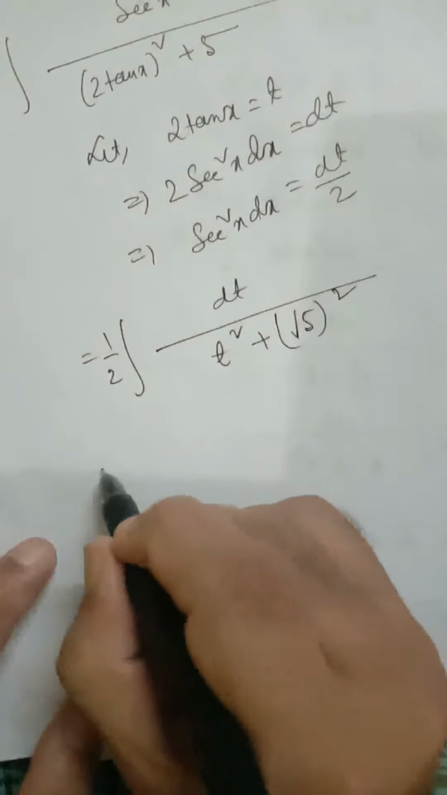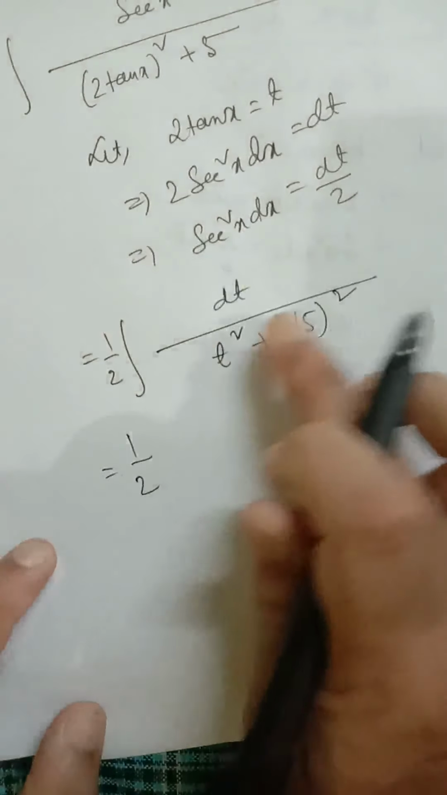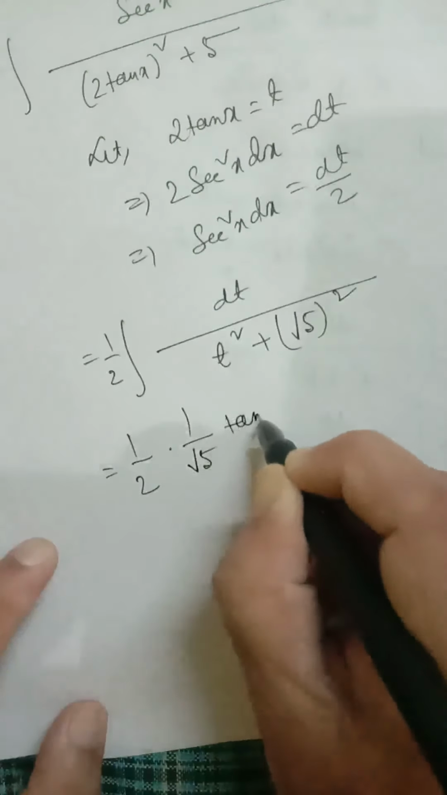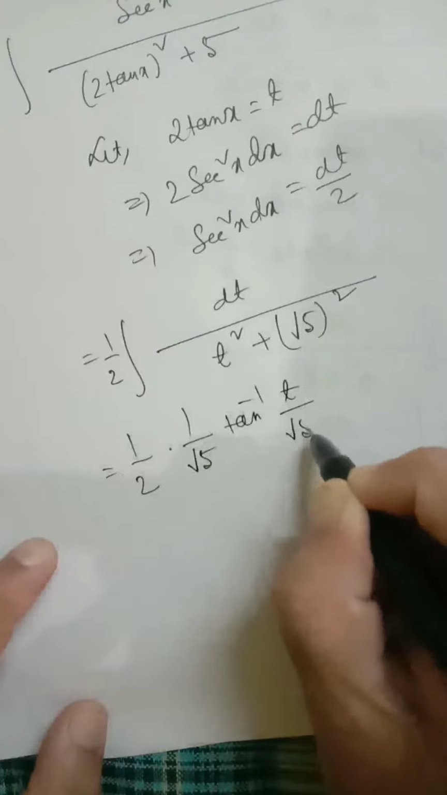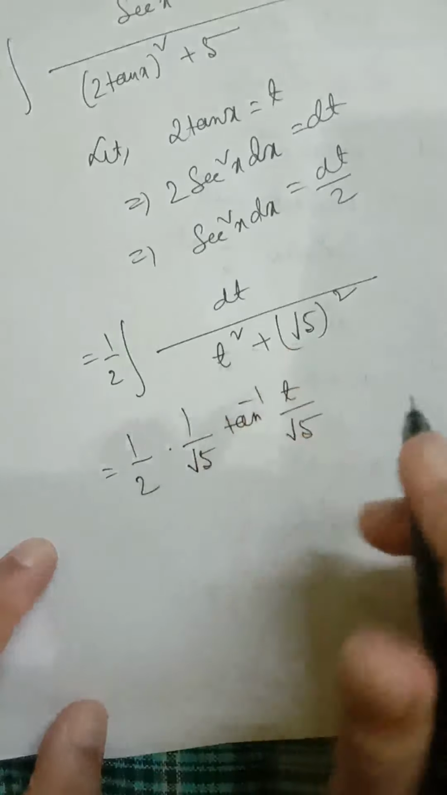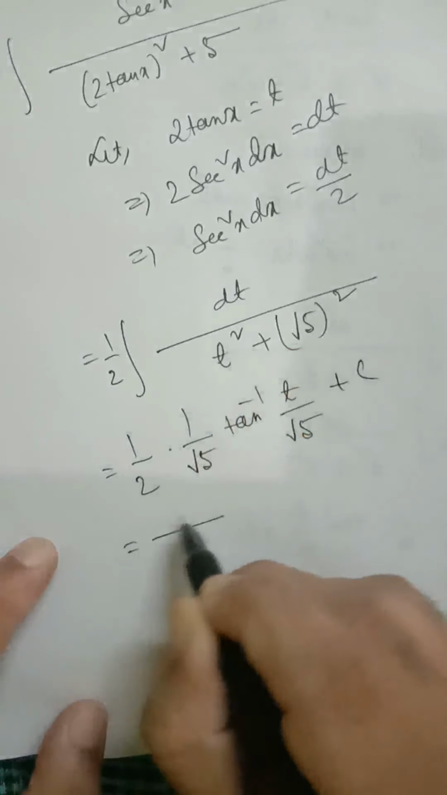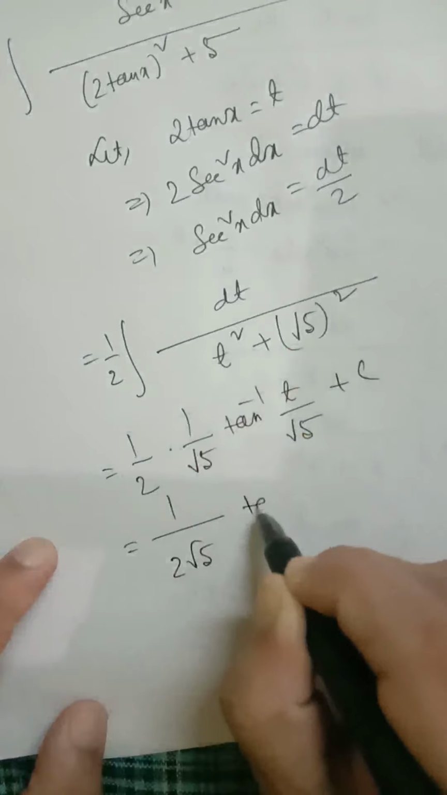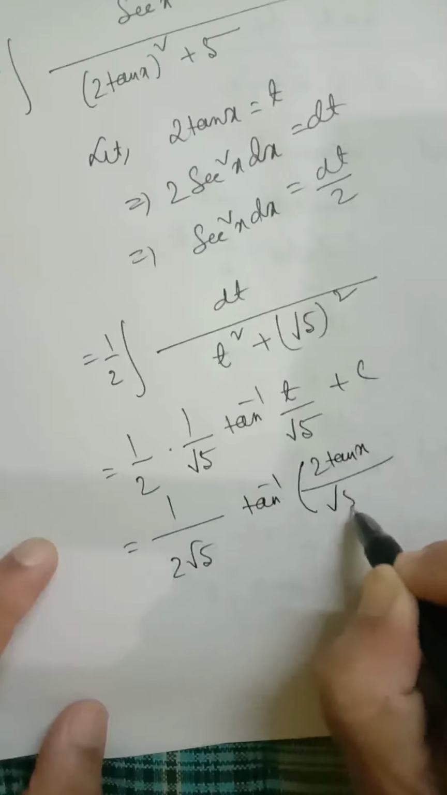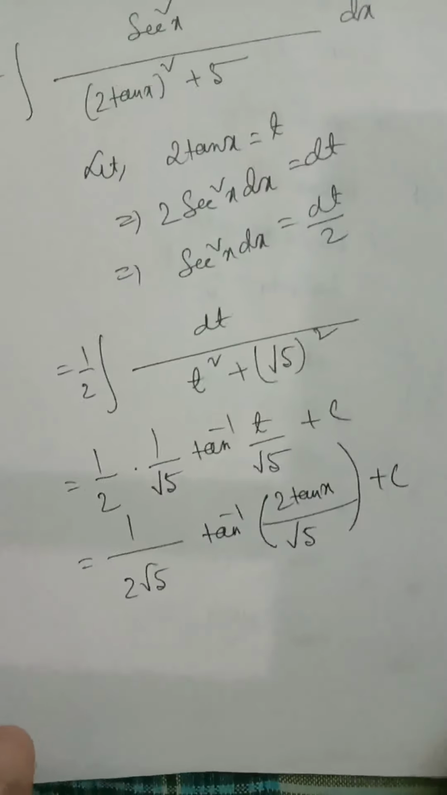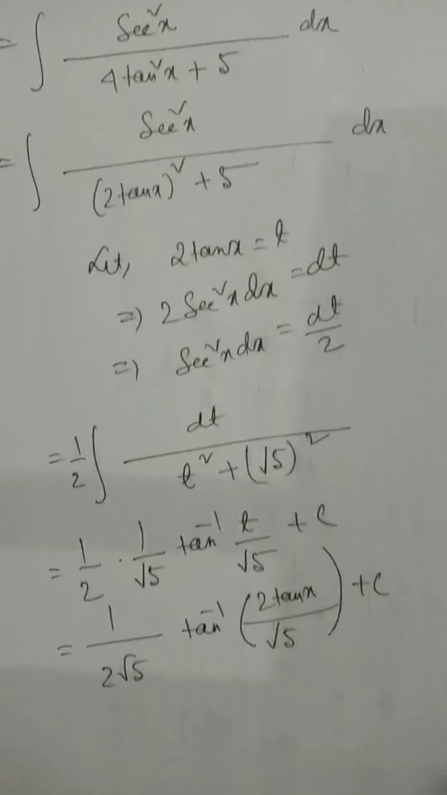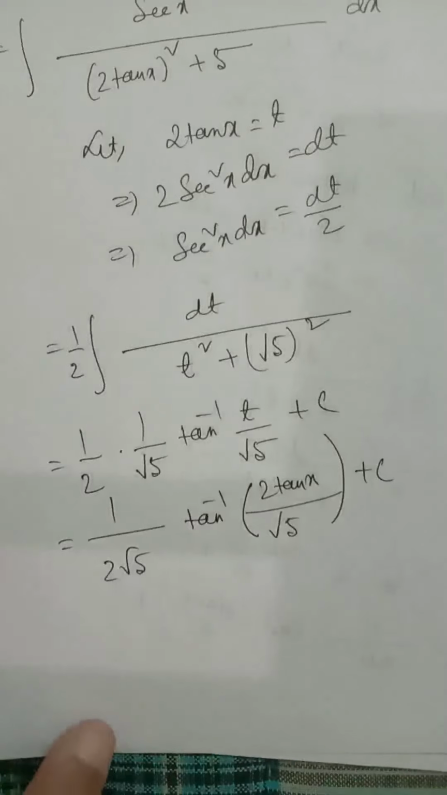Now this is of the form dx by x square plus a square, so its integration will be 1 by a tan inverse of t by root 5. This is of the form dx by x square plus a square, the integration will be 1 by a tan inverse of x by a plus c. So it is 1 by 2 root 5 tan inverse of t, where t equals 2 tan x, by root 5 plus c. Okay, so this is the integration of dx by 4 sin square x plus 5 cos square x.